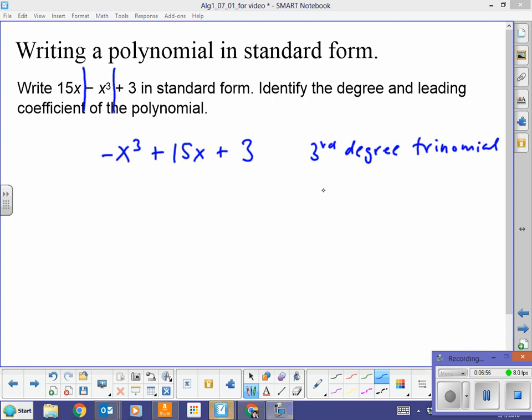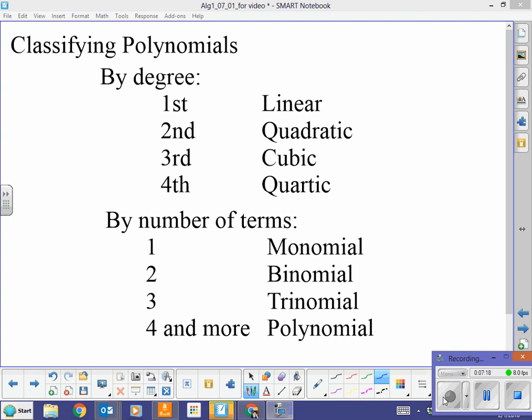The leading coefficient is negative 1. Negative 1 because negative 1 times x cubed gives us that negative x cubed. Okay, just a few more words here for you because you're going to run across some of these things.